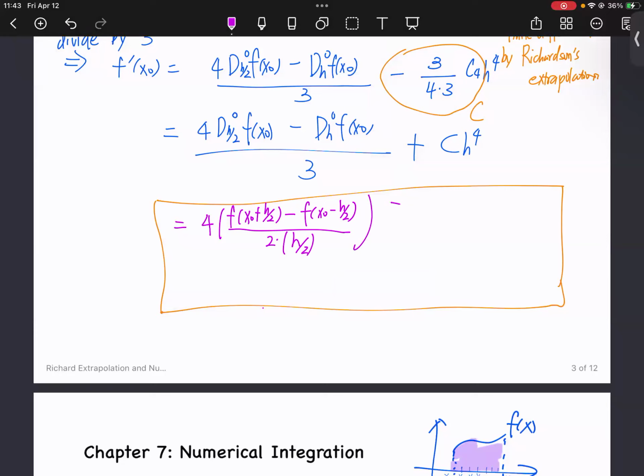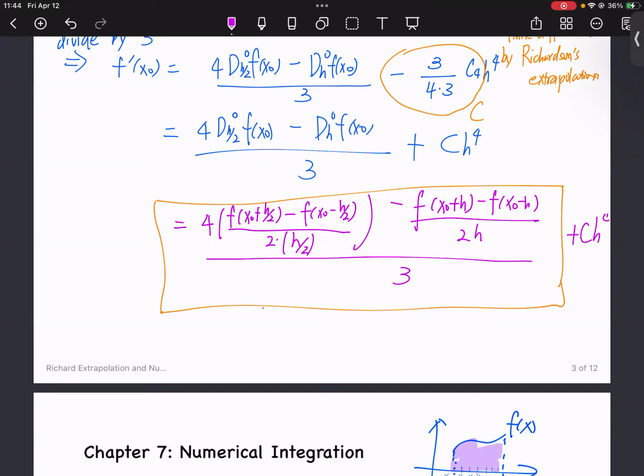And the next term in the formula is f of x0 plus h, the normal one with the normal step size, the entire step size. And this is 2h, and then divided by 3. I just write out everything in this formula, the notation, and then specifically the f function's values. We are making use of 4 data points to calculate the derivative. And that's what we have here, and the error is CH4.